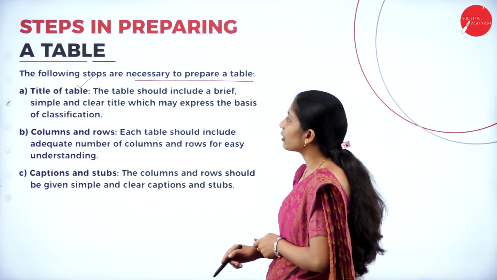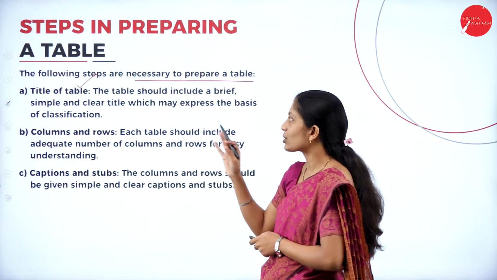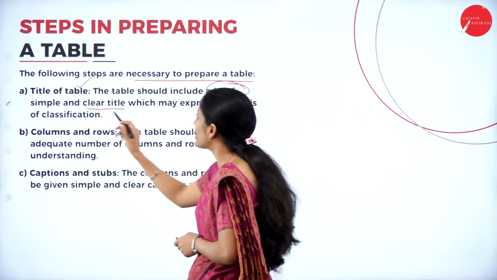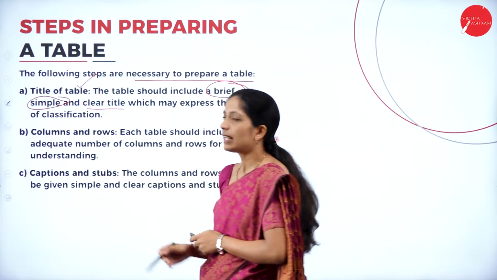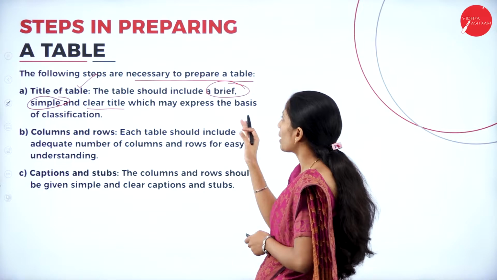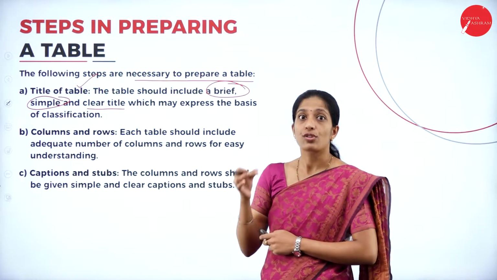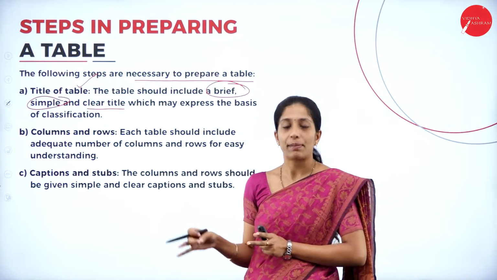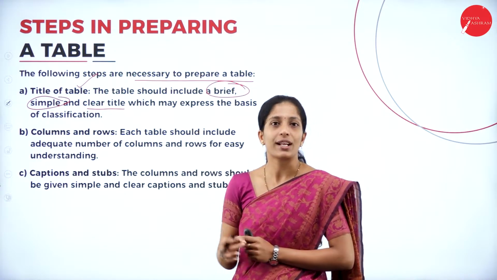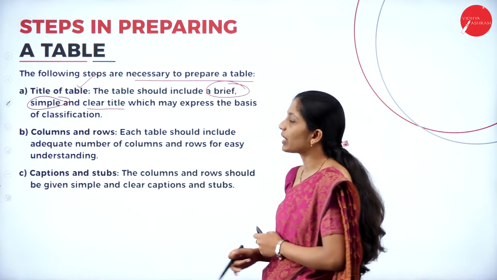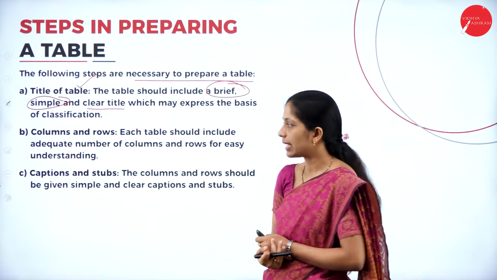The table should include a brief, simple as well as clear title. So it should include what? A brief, simple and clear title which may express the basis of classification. So what the whole table represents has to be included in the title of the table, and the title of the table should be very brief, simple as well as clear.